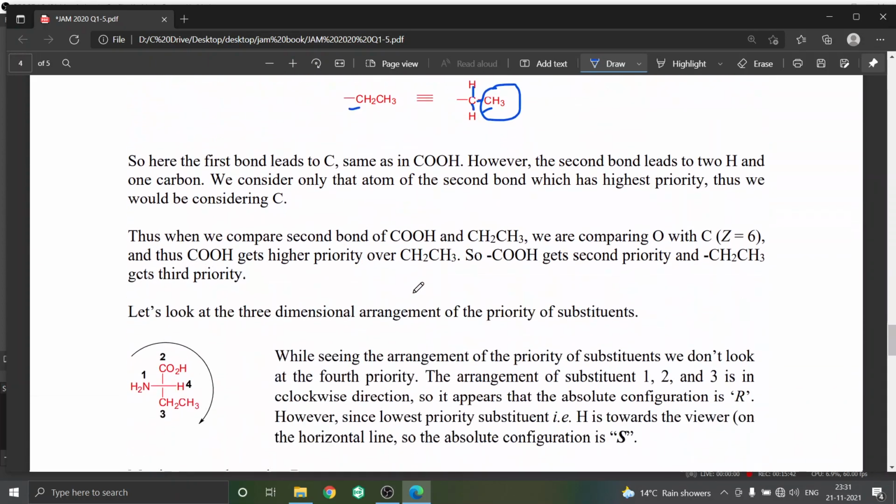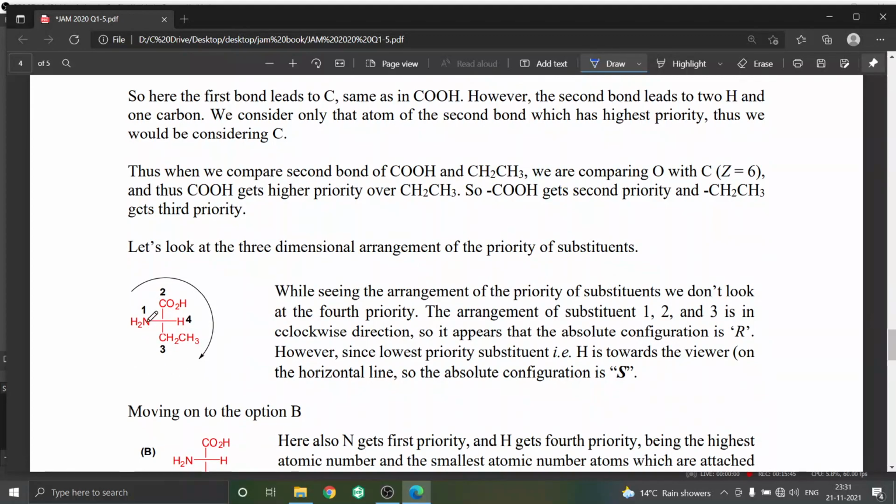Okay. Now this is the priority 1, 2, 3 and 4. Now we have to see the arrangement of only 1, 2 and 3. Is it clockwise or anti-clockwise? We don't look at fourth priority. So we are looking only at 1, 2 and 3. So 1 is here, 2 is here, 3 is here. It is going clockwise. That's how we write R. So when it is clockwise, we know it is R. When it goes to absolute configuration, when it goes clockwise, it is R. When it goes anti-clockwise, it is S. So it goes clockwise, so it is R.